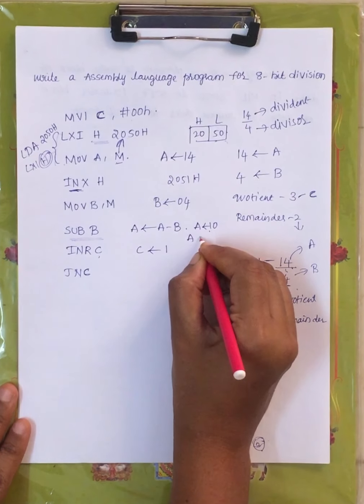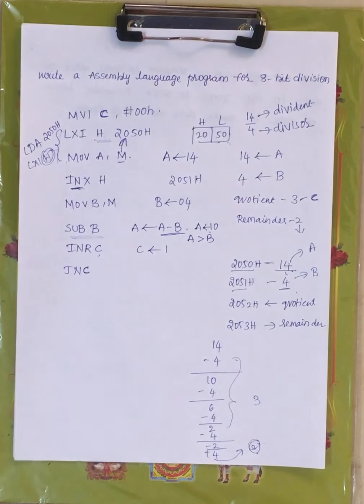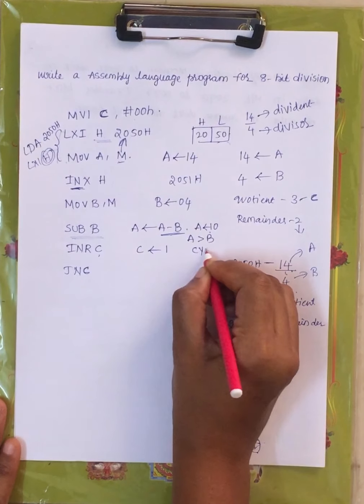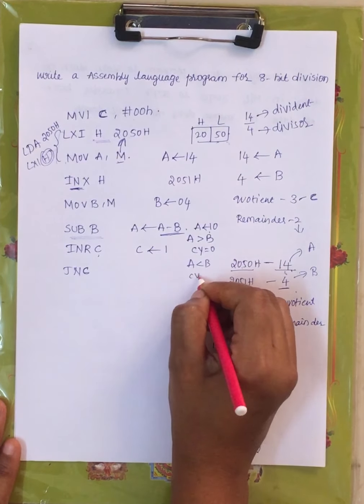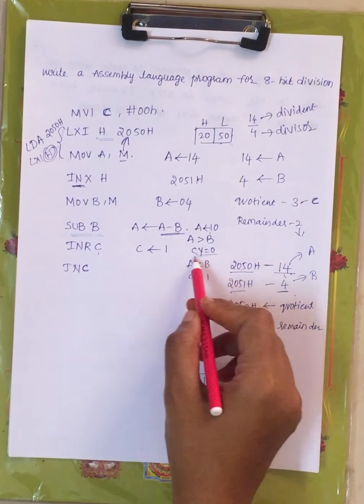Now A is greater than B. When A is greater than B, the carry flag is 0. When A is less than B, the carry flag is 1. Under a comparison operation, when a particular value is greater than another particular value, the carry flag is 0.